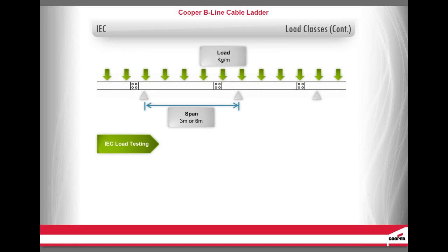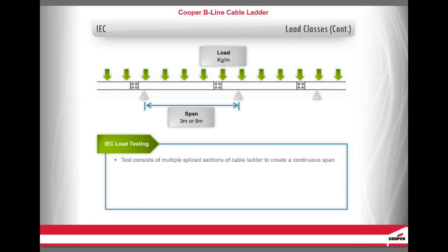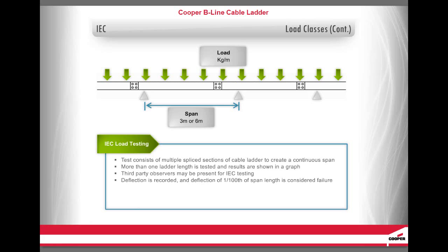Another aspect where IEC differs from NEMA is that it has several test types and setups allowed. The test typically consists of multiple spliced sections of cable ladder to create a continuous span. More than one ladder length is tested and the results are shown in a graph. Third-party observers may be present for the IEC testing. The deflection is recorded, and deflection of 1/100th of the span length is considered failure. IEC load testing resembles a more typical installation than the NEMA testing because of the spliced ladder system.